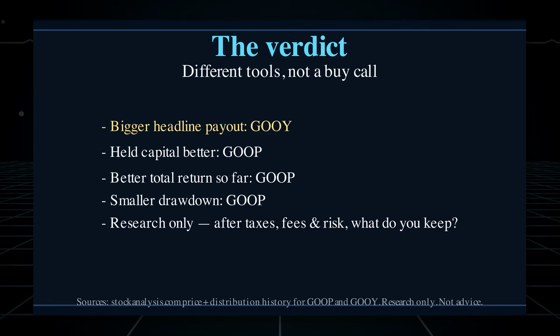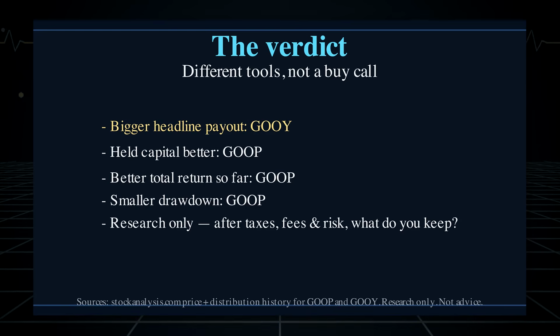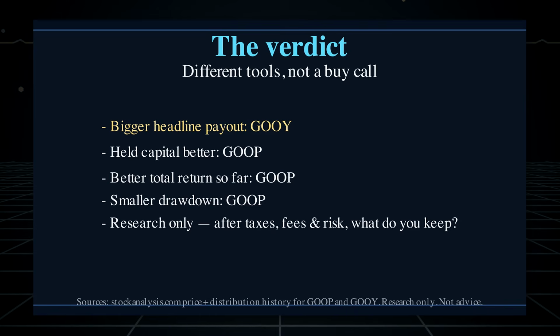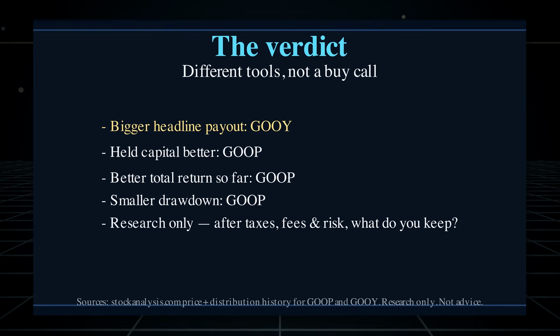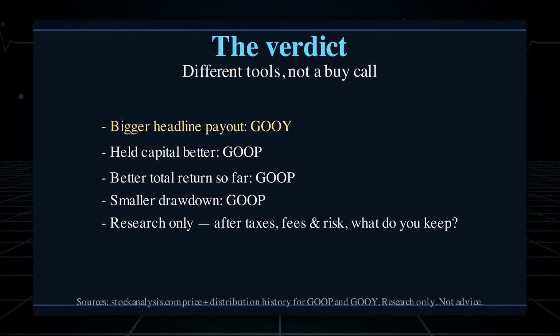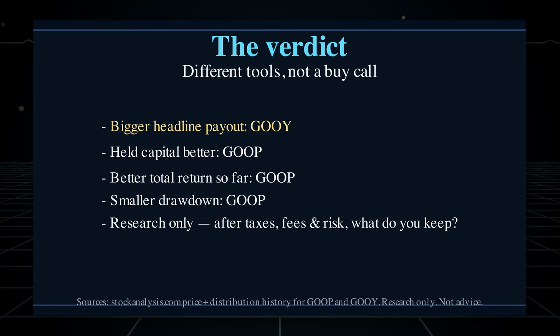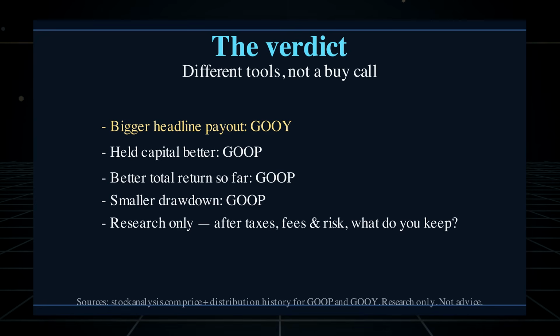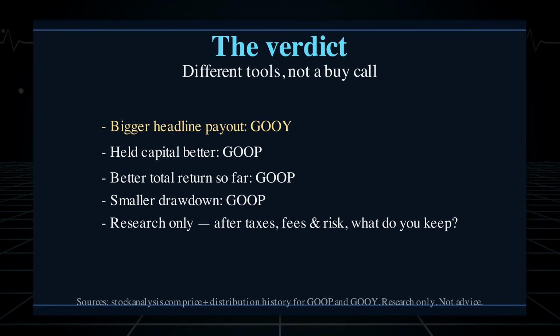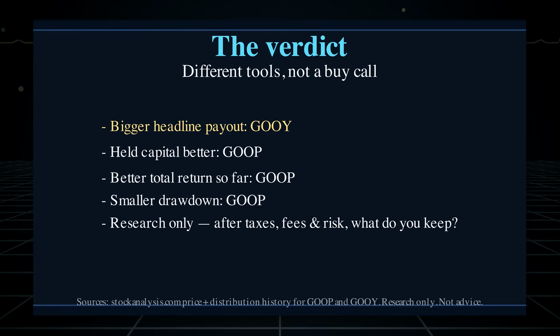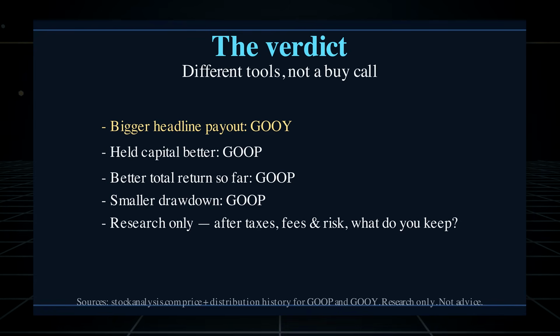That does not make GOOP a universal answer, and it does not make GOOY useless for every conceivable objective. They are different tools, and the fit depends on the goal. A researcher considering GOOP must accept capped upside, concentrated Google exposure, variable monthly distributions, active options management, and meaningful drawdown risk. A researcher considering GOOY must be willing to examine whether weekly cash is worth a record of deeper capital loss and a sharply reduced recent payout.